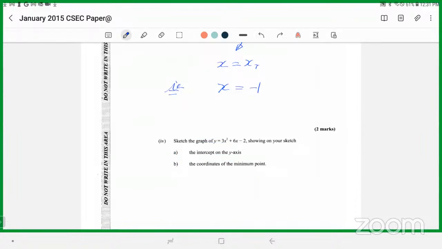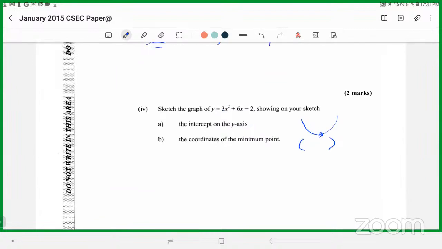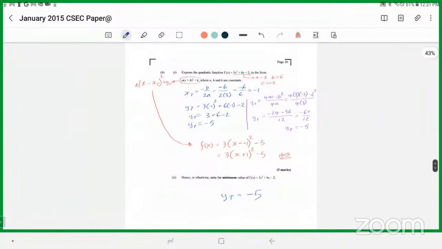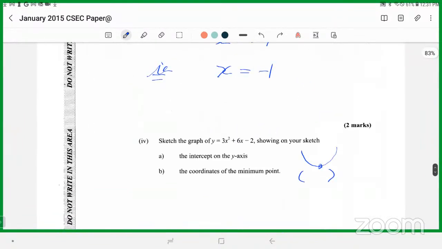Let's go. Remember, let's just analyze it here. Because a is positive, it's going to have a smile shape. The minimum point is the x_T, y_T that we just calculated, which is -1, -5. See them here? -1 and -5 will be the turning point. Let's put it there, like I'm setting it up.